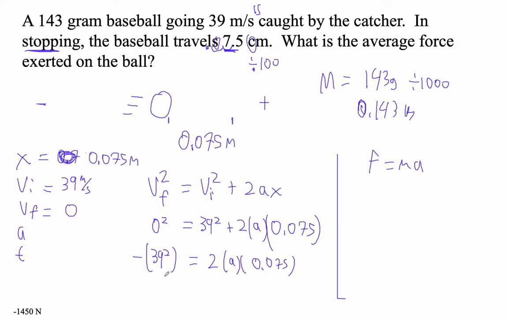And now I've got a big number. It's negative 1521, right? That equals 2 times a times 0.075. All right, so my next thing to do is I'm going to divide by 2. And I'm going to divide by 0.075. Oh, that's a big acceleration.